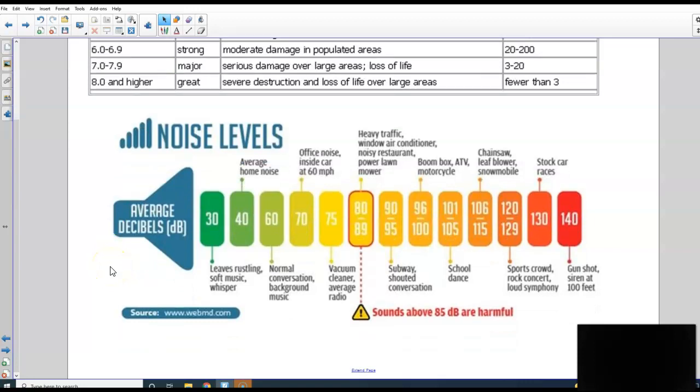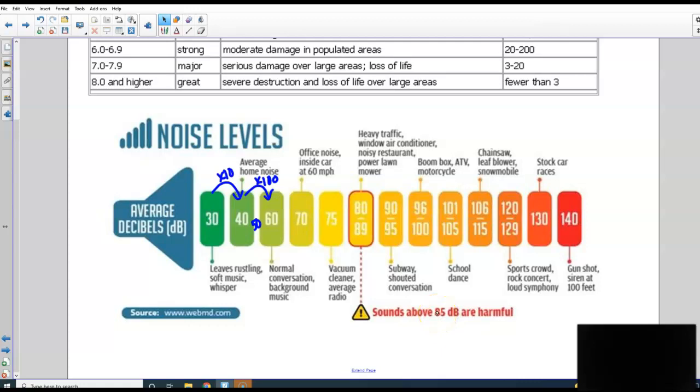Noise levels are the same. So if you go from a 30 to a 40, it's 10 times bigger. I don't love this chart because it doesn't go up 30, 40, 50, 60, 70. It skips some numbers, right? So going from 40 to 60, because there's a 50 right here, that's actually 100 times louder, right?